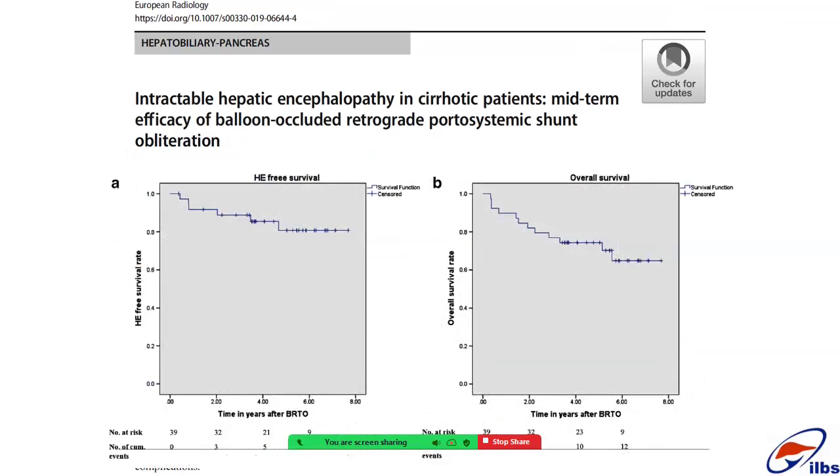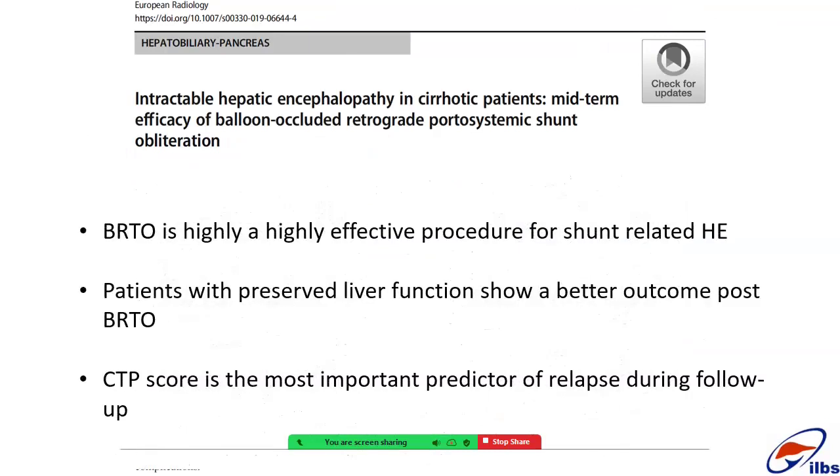And then we realized how it happens. There is a very good HE-free survival. This is our paper. And overall survival was also pretty good over here. We concluded that BRTO is a highly effective procedure for shunt-related hepatic encephalopathy. Patients with preserved liver function show a better post-BRTO outcome. More so, the liver synthetic function shows a definite improvement. So it was not only controlling hepatic encephalopathy and gastric varices, but the liver synthetic function was also improving.